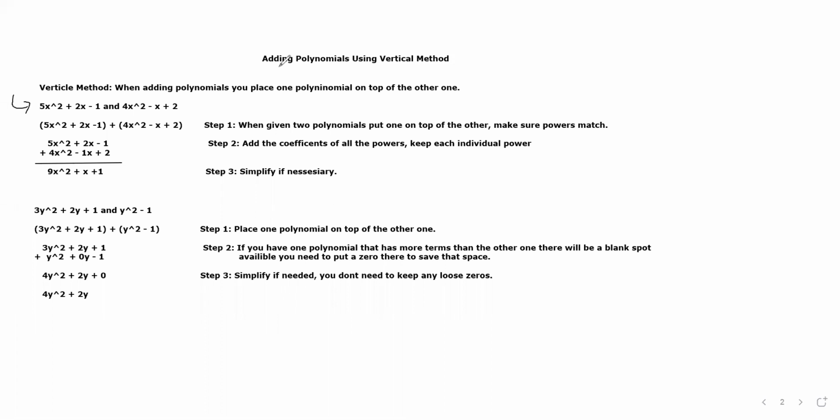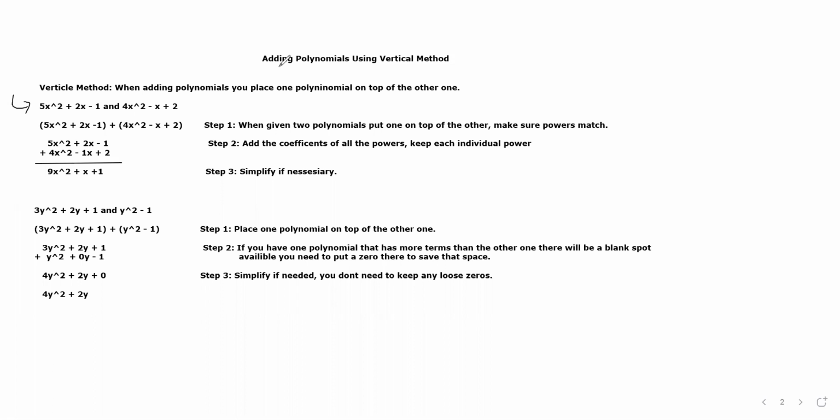All right, so we have 5x squared plus 2x minus 1, and we have our second polynomial, 4x squared minus x plus 2. So what are we going to do? We're told that we need to add them. The first thing we should always do is put them in parentheses. The reason for this is because they're two separate polynomials.